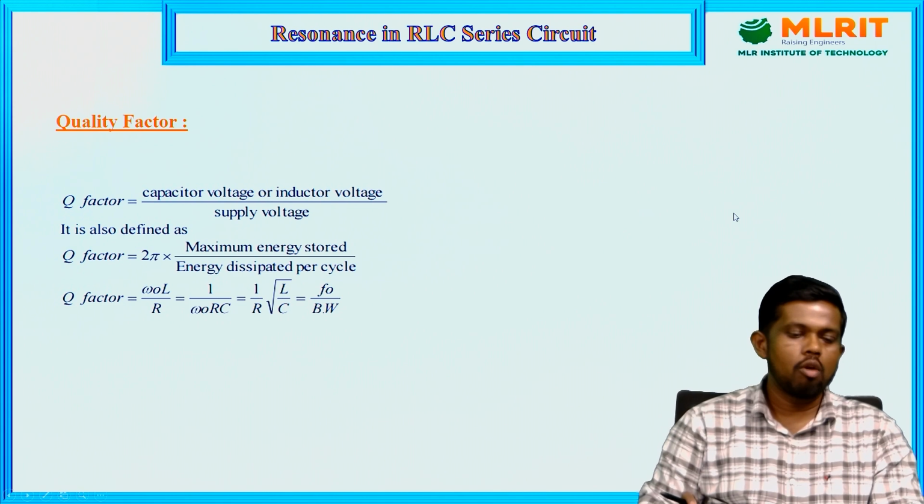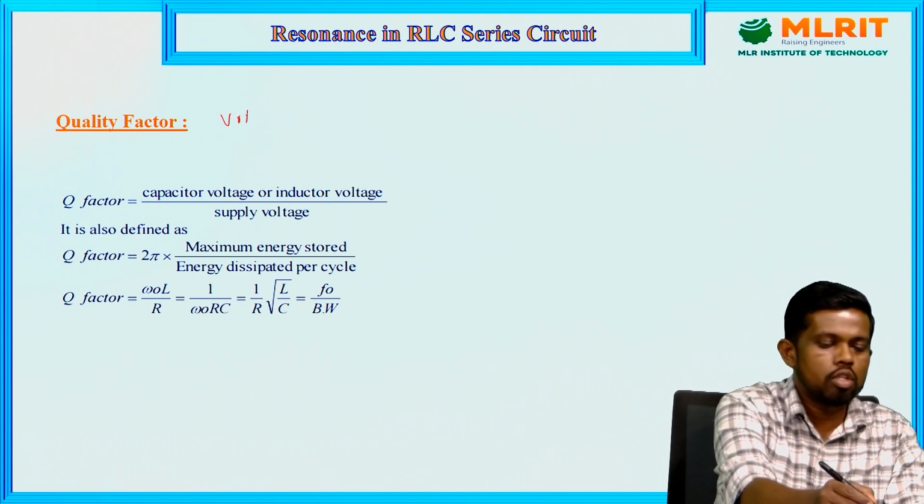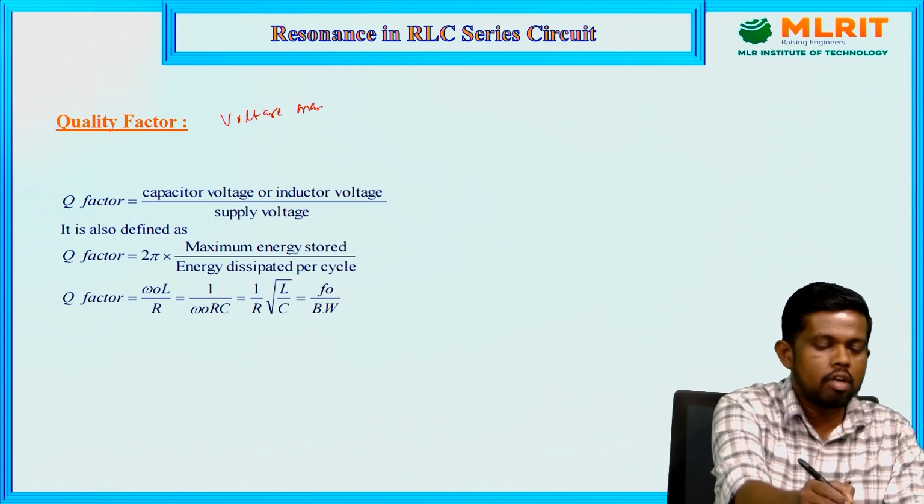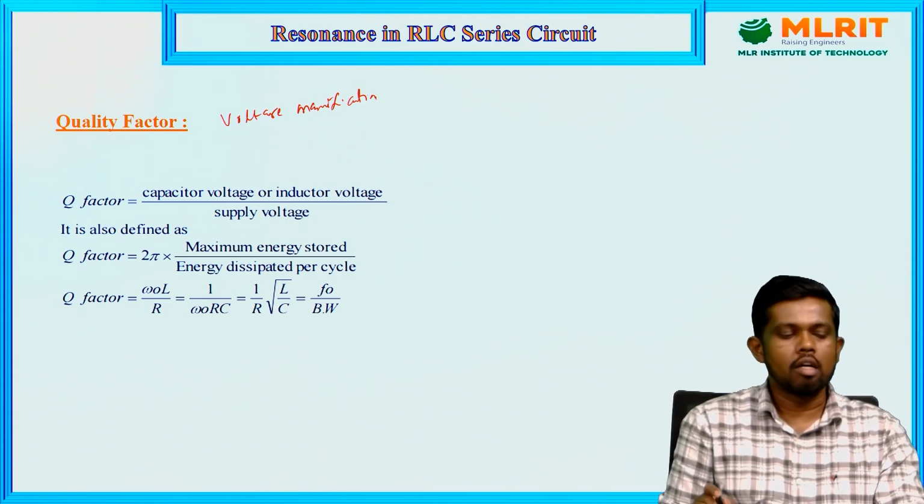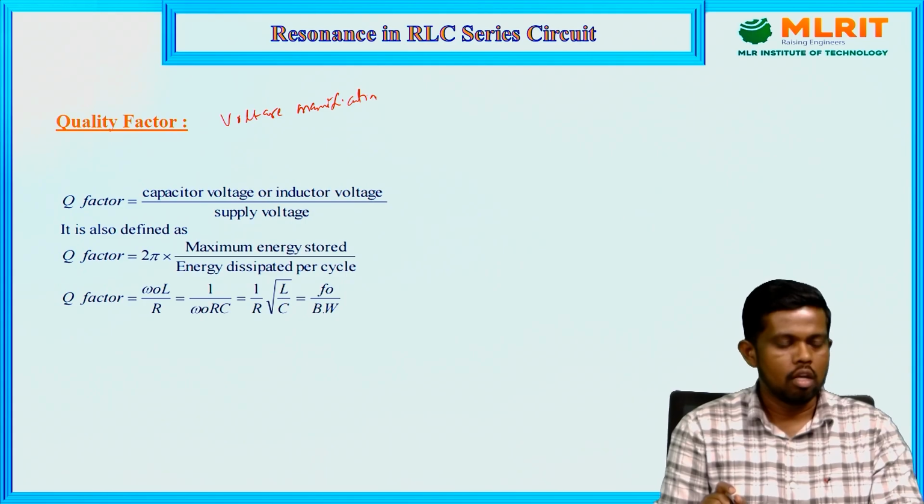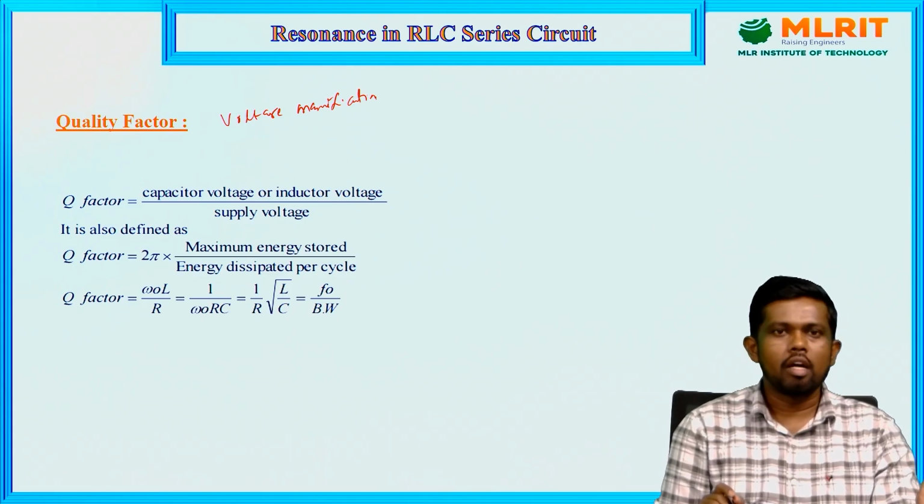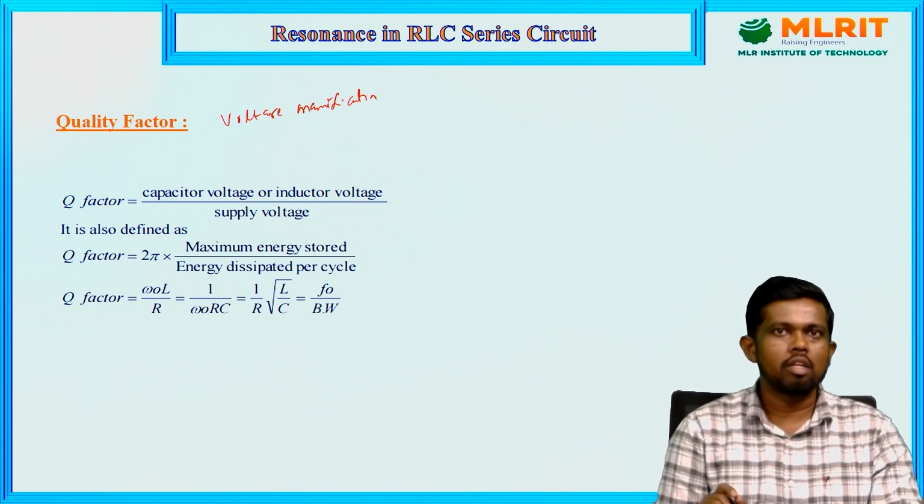Next, we need to find the quality factor under resonance condition. This is also called the voltage magnification factor. It tells how much voltage appears across the inductor and across the capacitor, which should be greater than the applied voltage. That is simply the voltage magnification. Whatever voltage appears across the inductor or capacitor dominates the applied voltage, meaning the ratio of the voltage across the inductor or capacitor to the applied voltage is greater than one. That's called the voltage magnification factor.